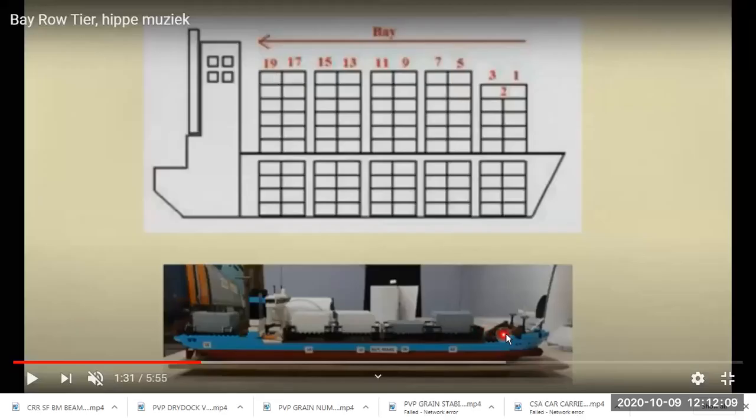So let's see again one by one. This is the model of the ship, and we have the first bay and second bay, and the total 40-foot container is in the second bay. Same way we have 5th bay, 7th bay, 9th, 11th, and like that.